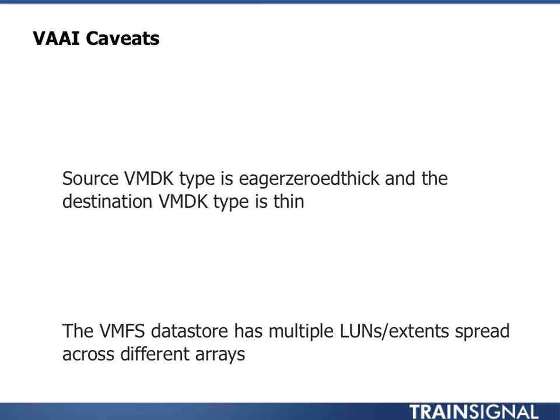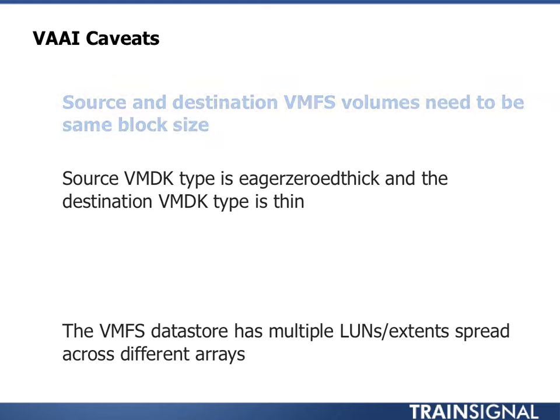The VMFS data store has multiple LUNs or extents spread across different arrays. Can't do that. Like I said, we don't have cross-array VAAI yet, so if things are spread around, that's a gotcha. And if I ever find out you're doing VMFS data stores with multiple LUNs or extents spread across multiple arrays, you and I are going to have a very uncomfortable conversation. And we'll be like, well, why are you doing this? But just a heads up that you can't do that.